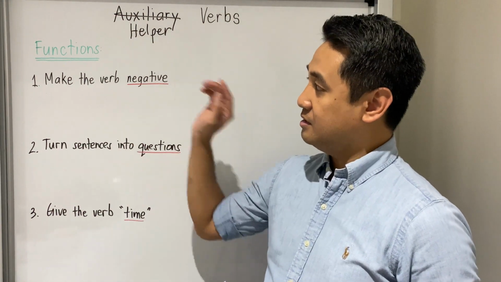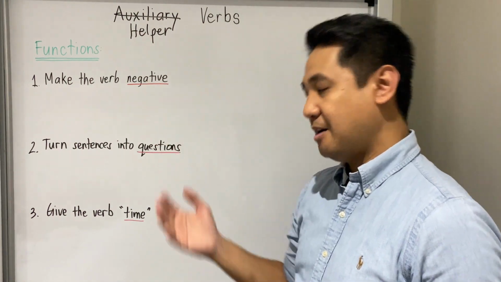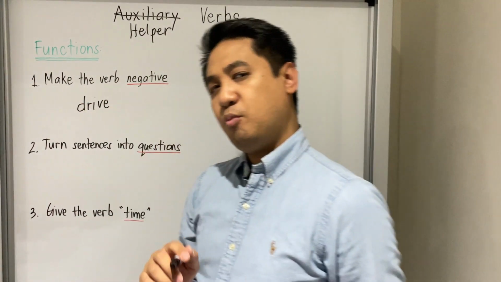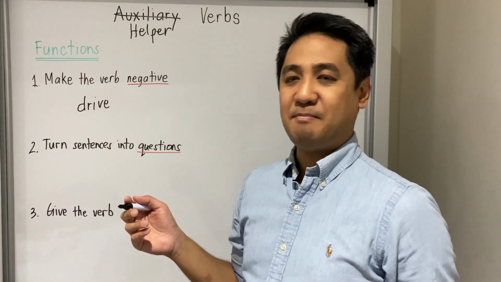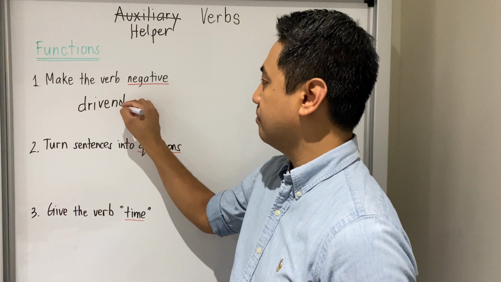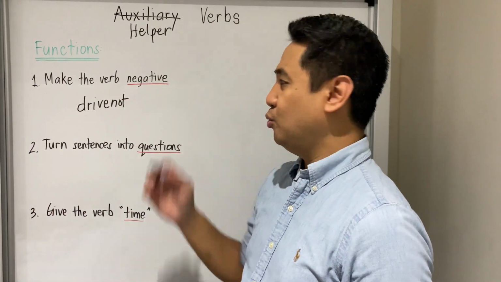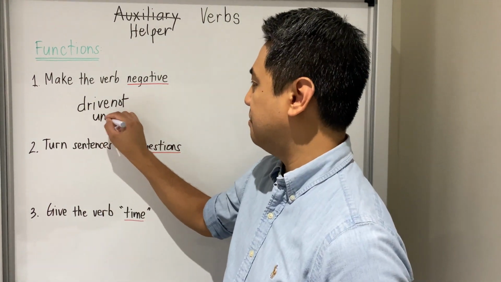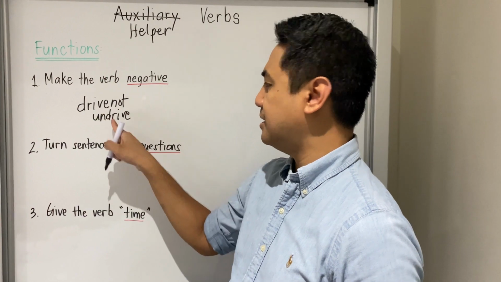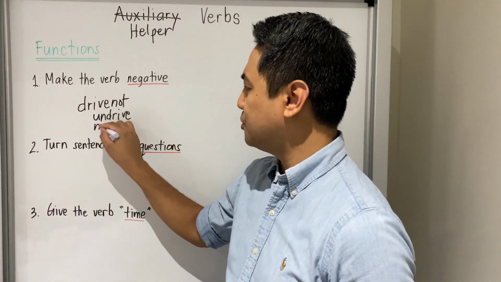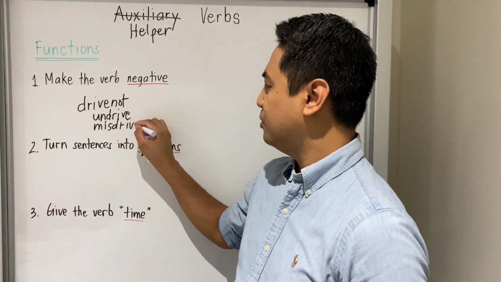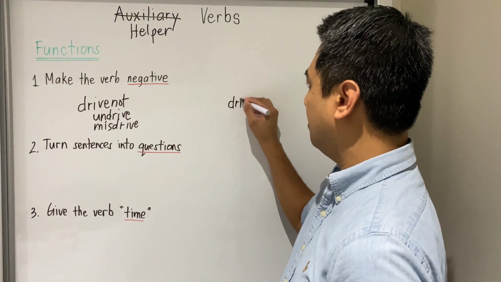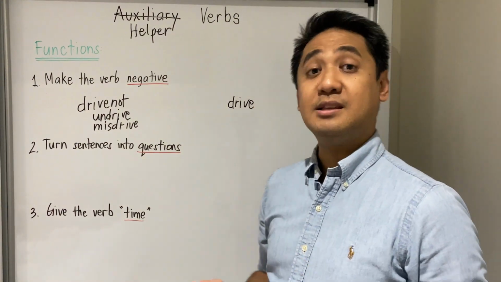The first way is they make the verb negative. How does it do that? Well, if we look at this word, drive, and let's say we want to make it negative. How do we do that? Do we just put not here? Drive not. Do we just use a prefix like undrive to make it negative? Does that word even exist? Or misdrive? Can we do that? Well, these words don't exist. So that means the word drive, in order to make it negative, it needs help.